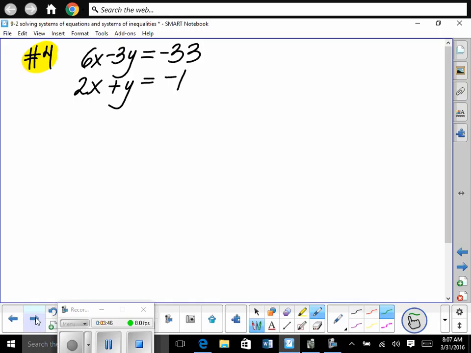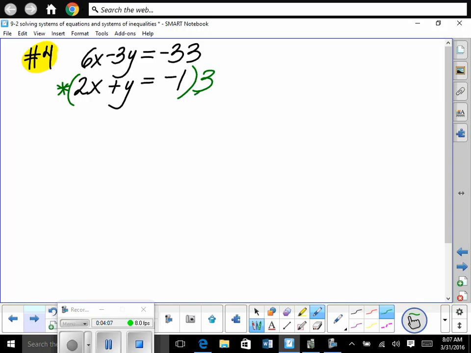I'm going to go ahead and solve by elimination. Because if I look at this, does everybody see how we could easily make our y's cancel out? If this was 3y, or if this was positive 3y, wouldn't those y's cancel out? So I'm going to go ahead and manipulate this bottom equation to make this a 3y. So I'm going to multiply the entire equation by 3.